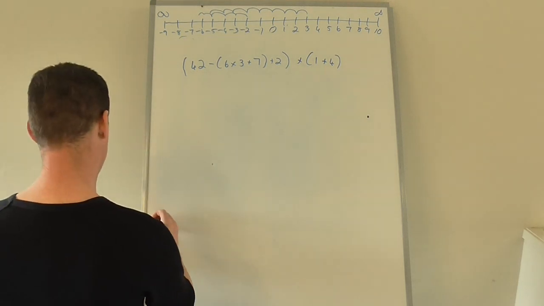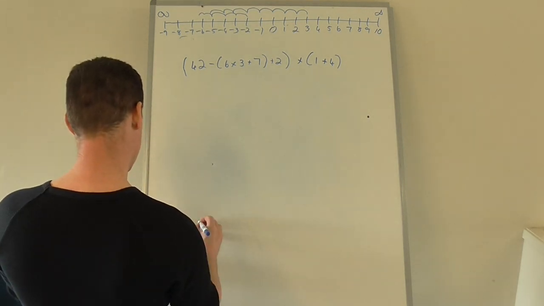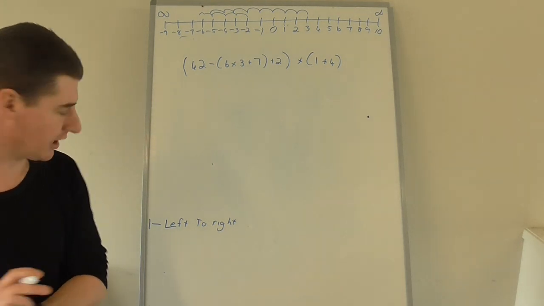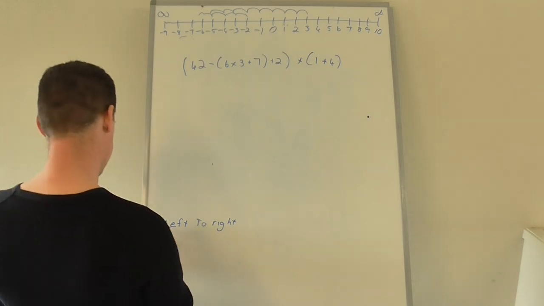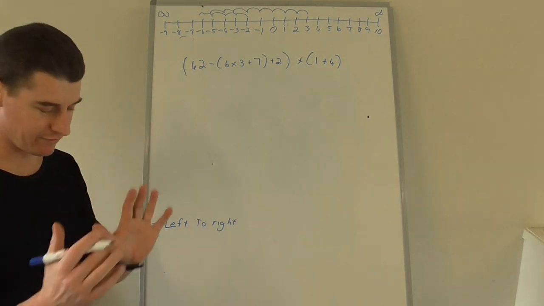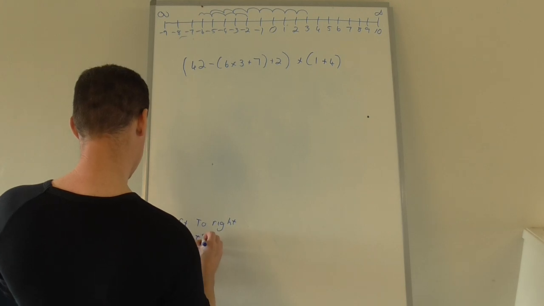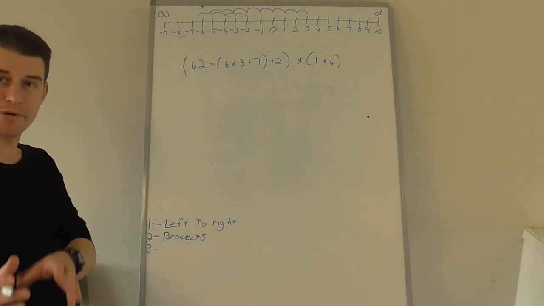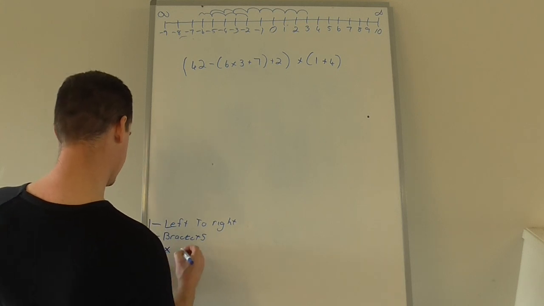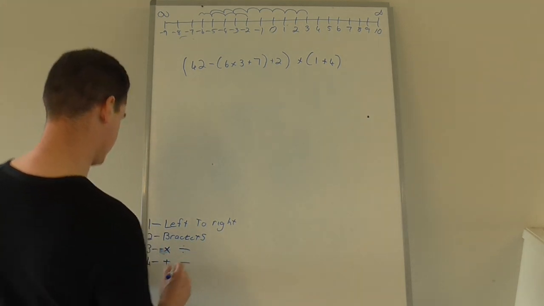First of all, you need to remember the following. Rule number one of maths, you always work left to right. When I do the examples, you're going to understand exactly what I mean. Rule number two, you first do the brackets. Rule number three, you do multiplication and division. Rule number four, you do adding and subtracting.